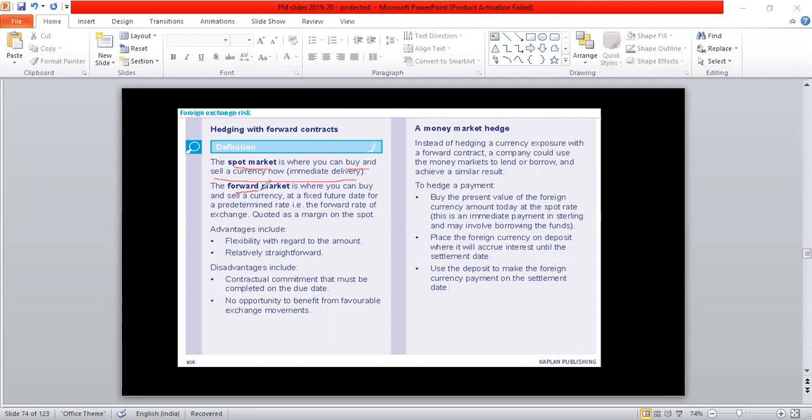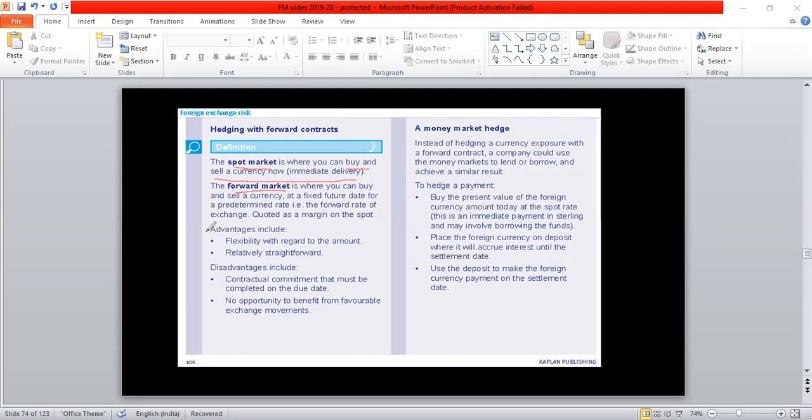So what is a spot market? The immediate delivery takes place. Forward market is where the delivery will happen at a future date. That is a forward market. Then it says that at a future date for a predetermined rate, that is the forward rate of exchange, quoted as a margin on the spot.